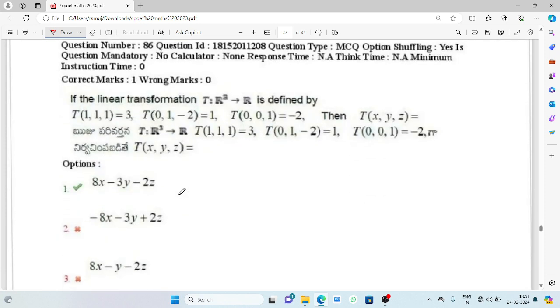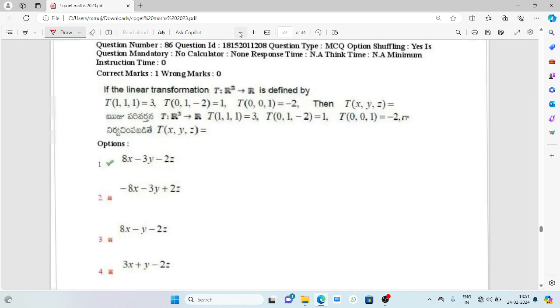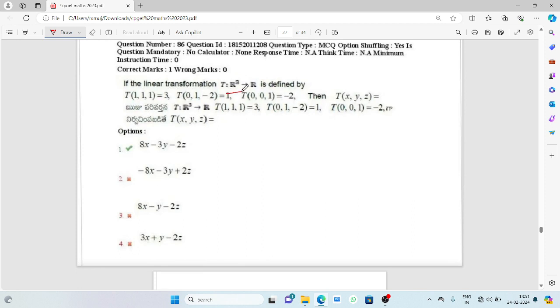The 86th question is: the linear transformation T from R cube to R is defined by T of 1 comma 1 comma 1 is 3, T of 0 comma 1 comma minus 2 is 1, and T of 0 comma 0 comma 1 is minus 2. What is the value of T of x comma y, z? He is asking for the function. You can do it by one or two methods. I will tell you a shortcut trick for how to proceed whenever these types of questions come. You can also do it using matrix form.